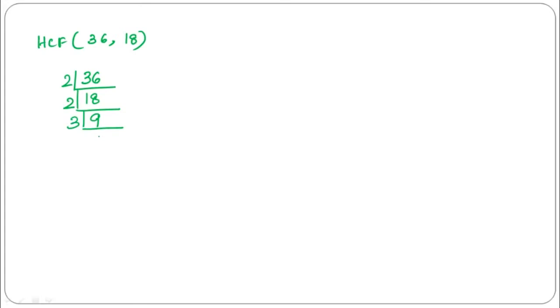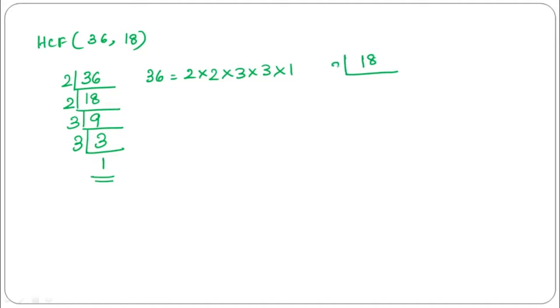What is 9 divided by 3? 9 divided by 3 is 3. Again, I will divide this by 3. 3 divided by 3 is 1. So I can stop at this point, or I can represent 36 as, similarly, let's factorize 18. So I have 18 divided by 2 is 9. Then again 9 divided by 3 is equal to 3. 3 divided by 3 is equal to 1. Or I can represent 18 as 2 multiplied by 3 multiplied by 3.